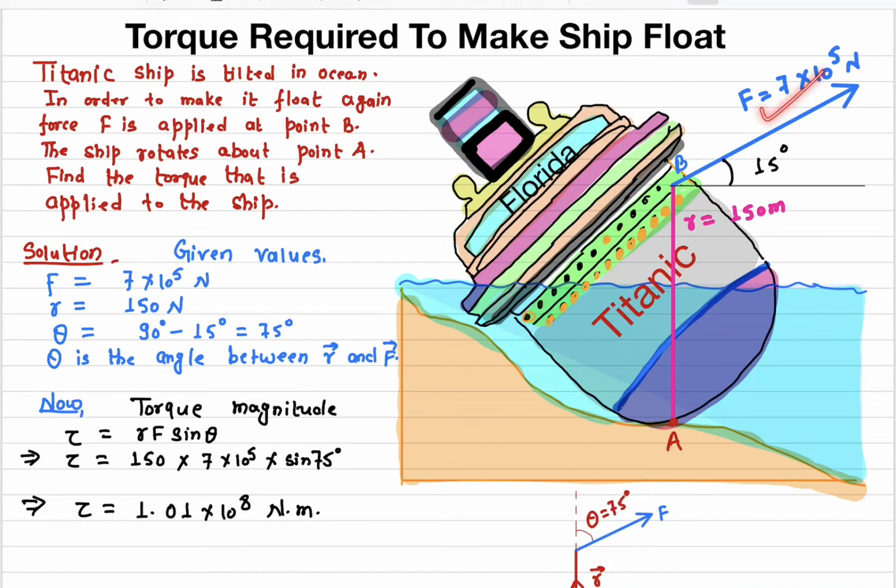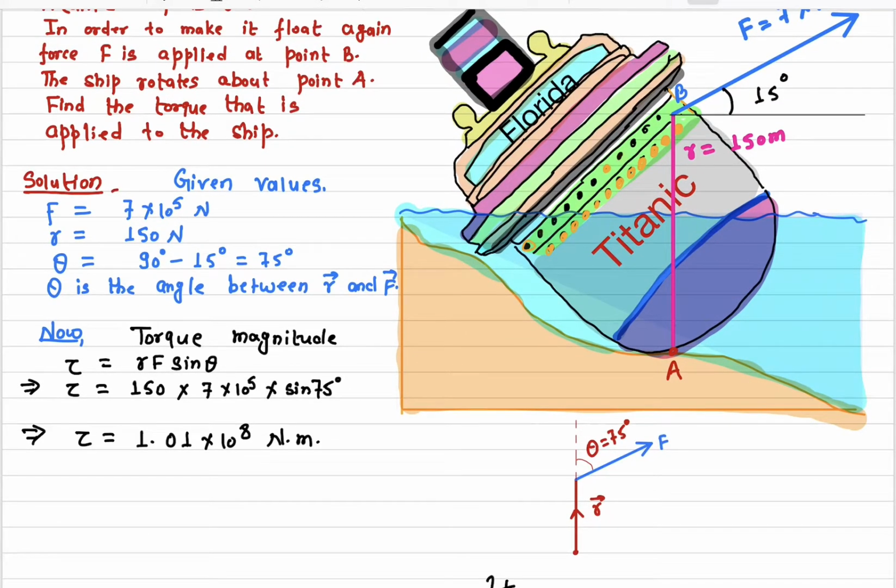The force is given, and the distance is given. The distance is from the axis of rotation to the point where the force is applied. And the angle between the force and the R is 75 degrees, not 15 degrees. Let's take a look here. This is the direction of the R vector, and this is the force vector. So this is the angle, 75 degrees.